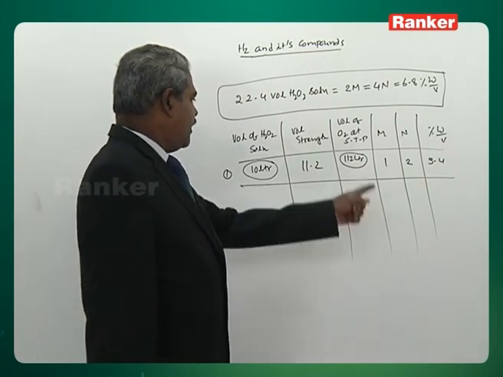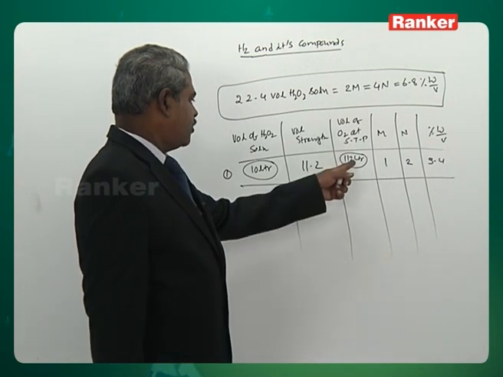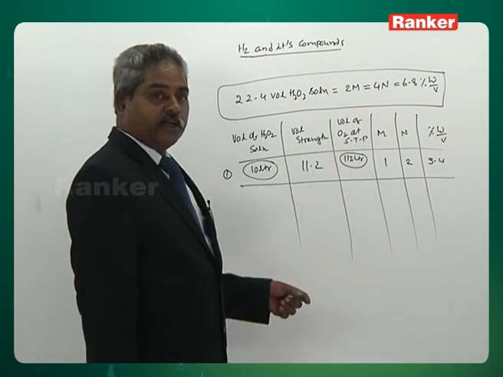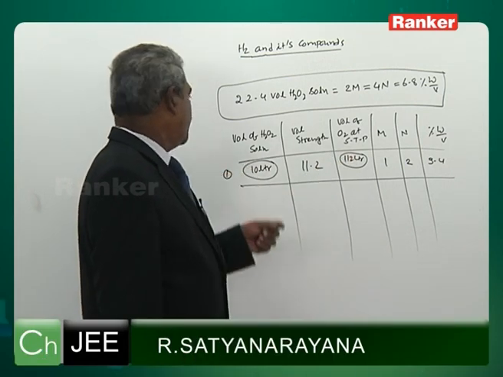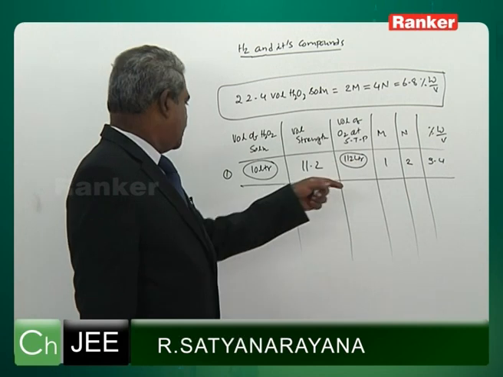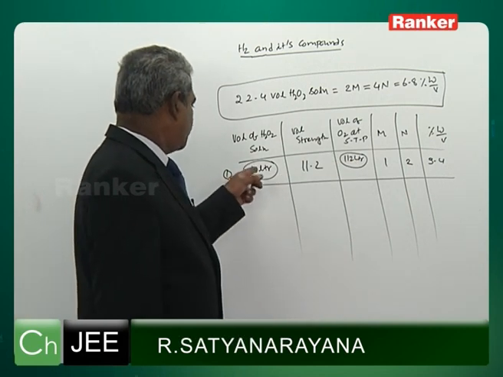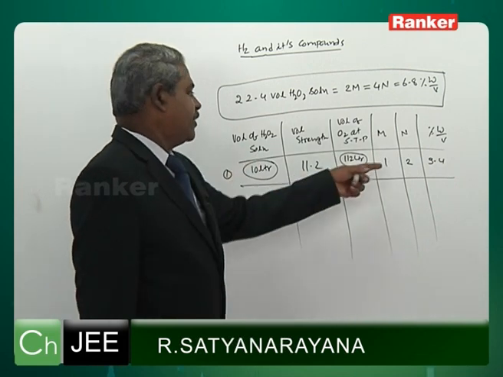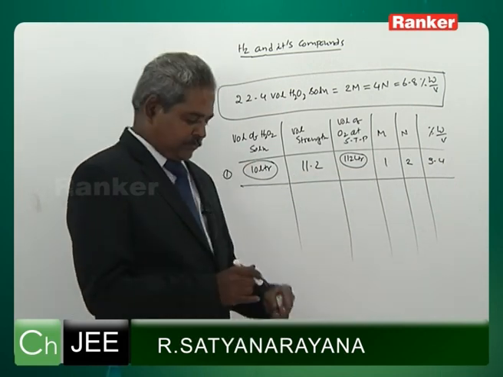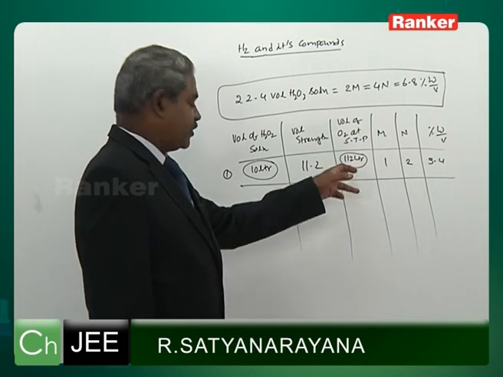112 liter oxygen means it is 5 moles of oxygen. To get 5 moles of oxygen, you need 10 moles of H2O2. 10 moles in 10 liters, 1 mole in 1 liter, molarity 1. So, it makes sense once again.